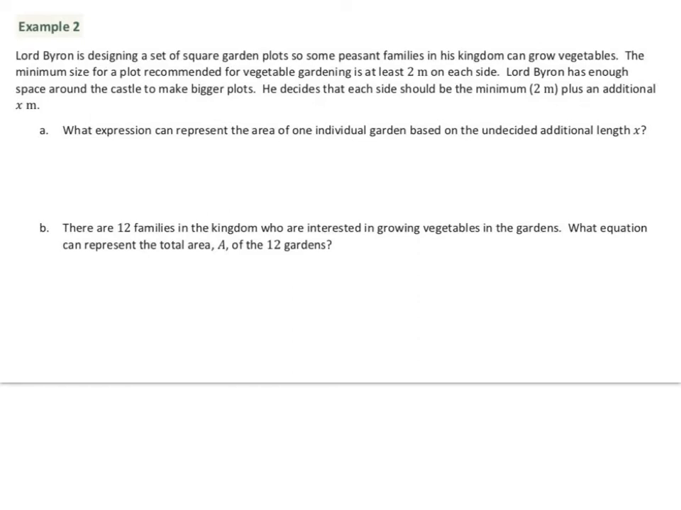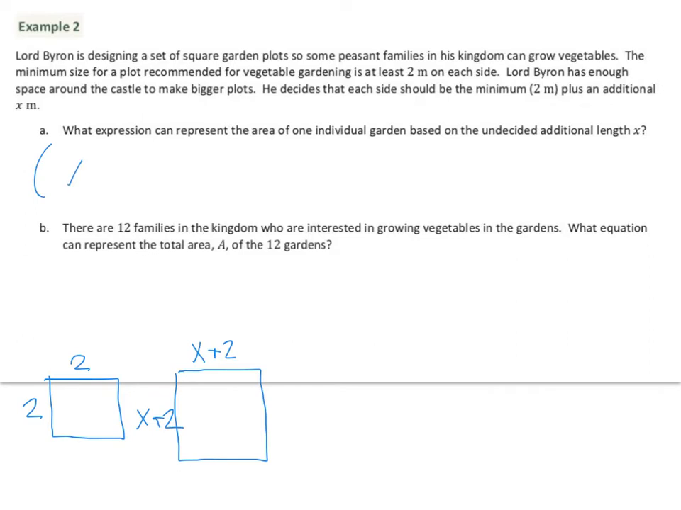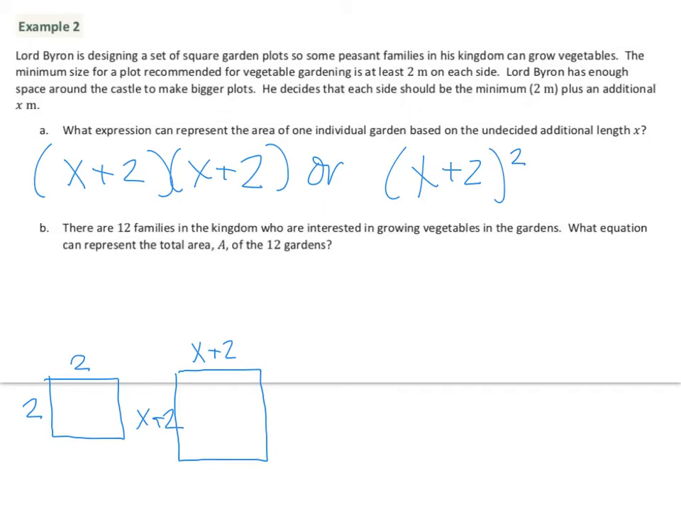What expression can represent the area of one individual garden based on the undecided additional length of X? So what we're saying here is the square would be 2 meters times 2 meters, but Lord Byron is feeling really generous. So we actually want to do x plus 2, x plus 2. So our expression, remember an expression doesn't have an equal sign, is x plus 2 times x plus 2, or x plus 2 squared.